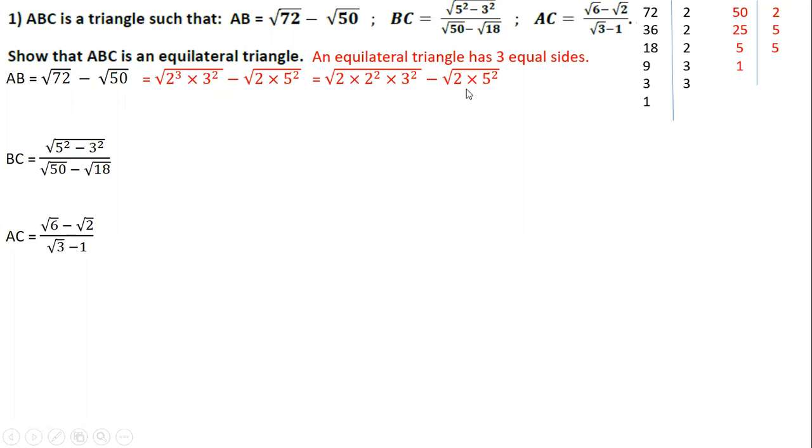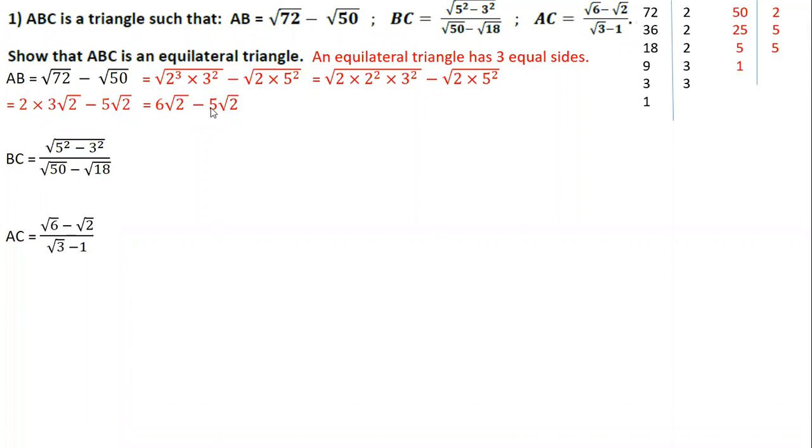3. Bravo. In this one, can we take 2 outside? No. 5 squared? Yes, it becomes 5. Bravo. So I take 2 outside, it becomes 2 times 3 radical 2 minus 5 radical 2. Now what is 2 times 3 outside? 6 radical 2. Minus 5 radical 2.